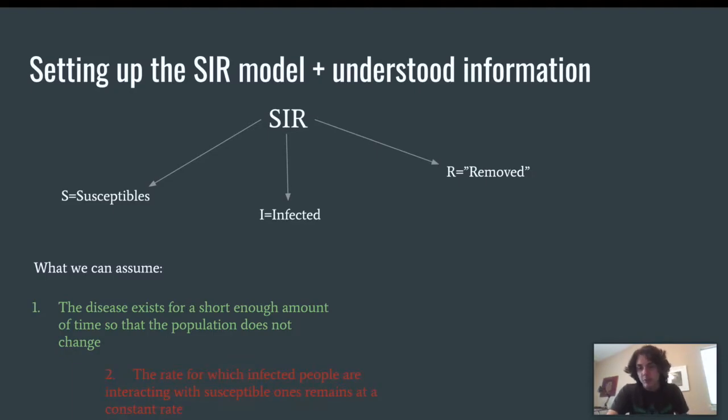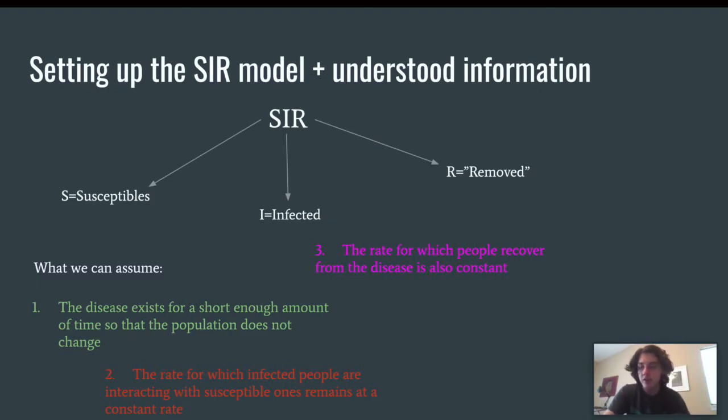The second assumption relates to people being infected by those who already have the disease, and those who don't, so the I and the S basically, infected and susceptibles. We're assuming here that the rate at which people interact with each other during our time period remains the same as well, which means that the more people are infected, the more susceptible people are likely to catch the disease. Which makes sense, of course, in the real world where things like herd immunity exist, or where the growth of the disease is exponential.